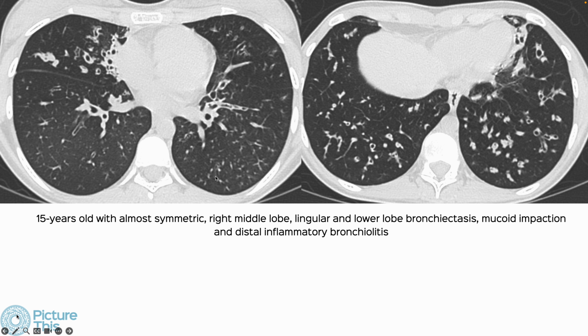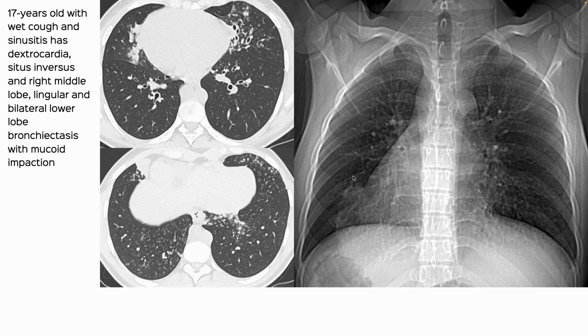This is a patient we had, a 15-year-old with right middle lobe, lingular, and lower lobe bronchiectasis and mucoid impaction. And this patient was genetically proven. A very smart respiratory physician ruled out cystic fibrosis and then did genetic tests to prove that this was PCD. Whereas this patient again is a classic Kartagener's, or rather PCD with laterality, with dextrocardia and situs inversus.